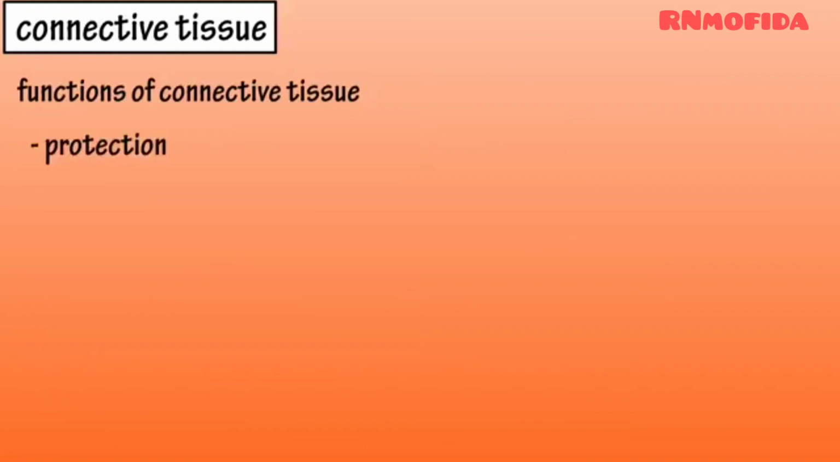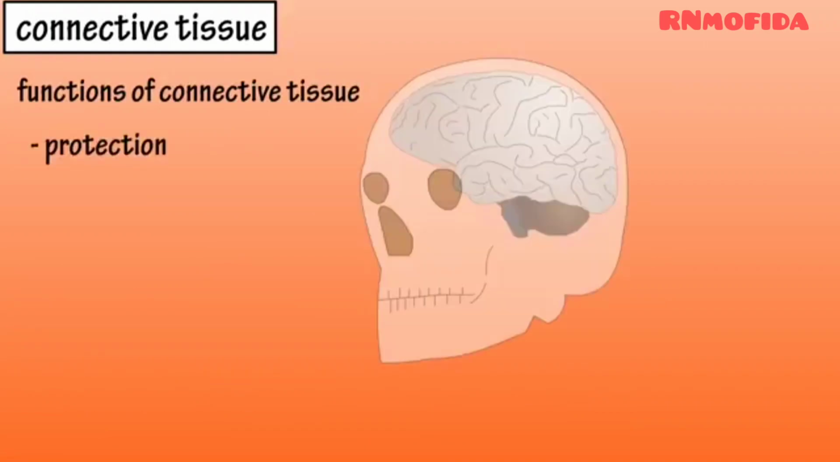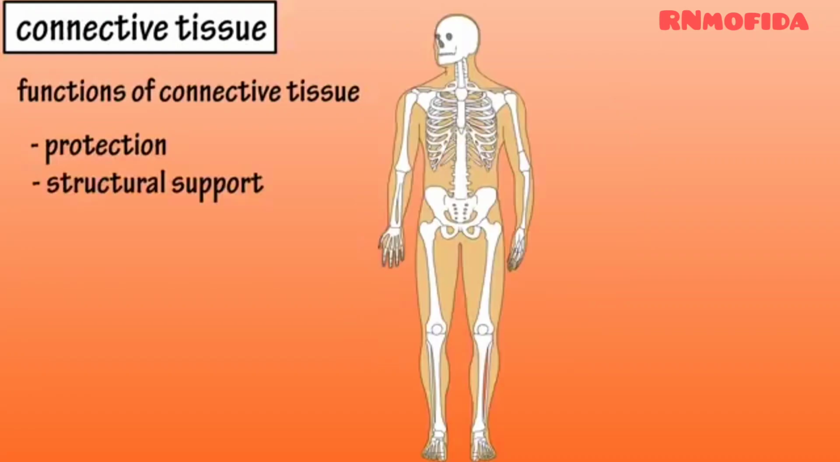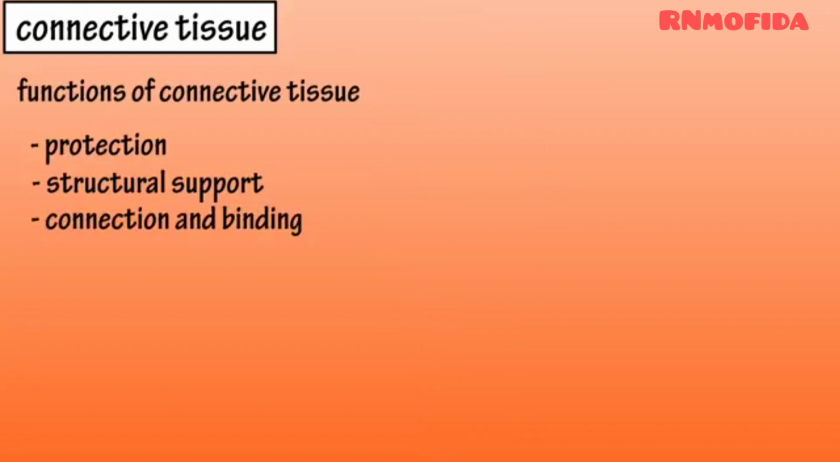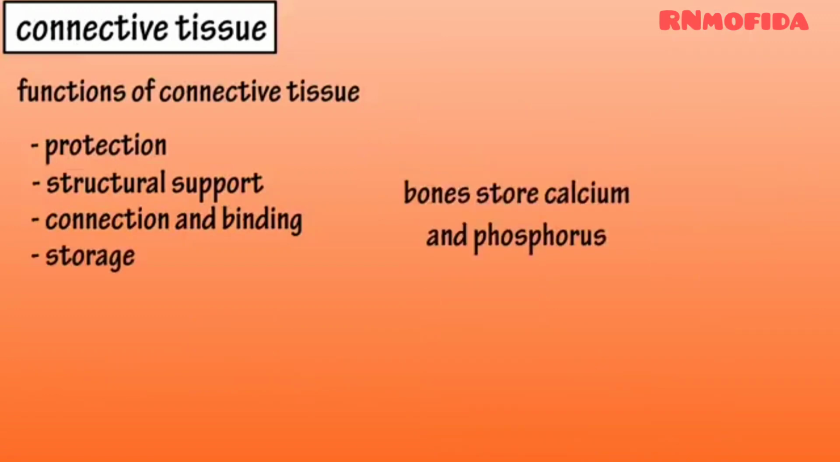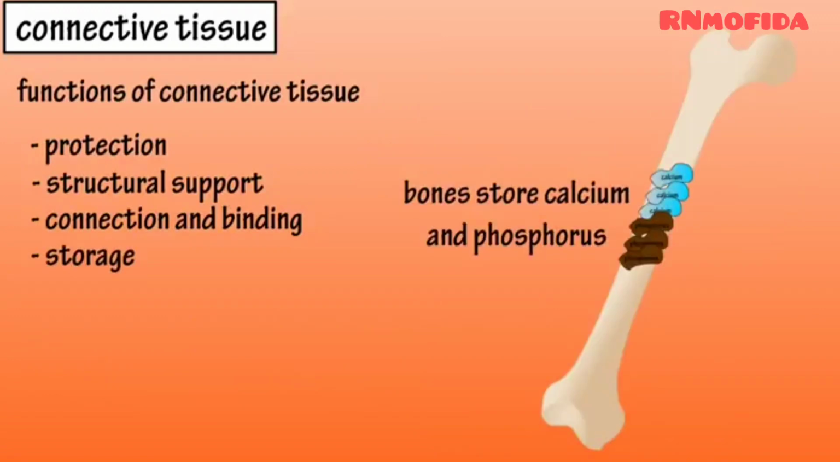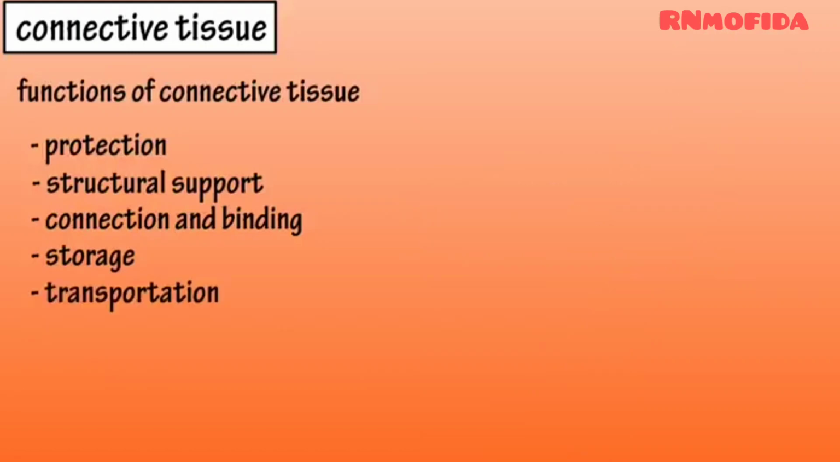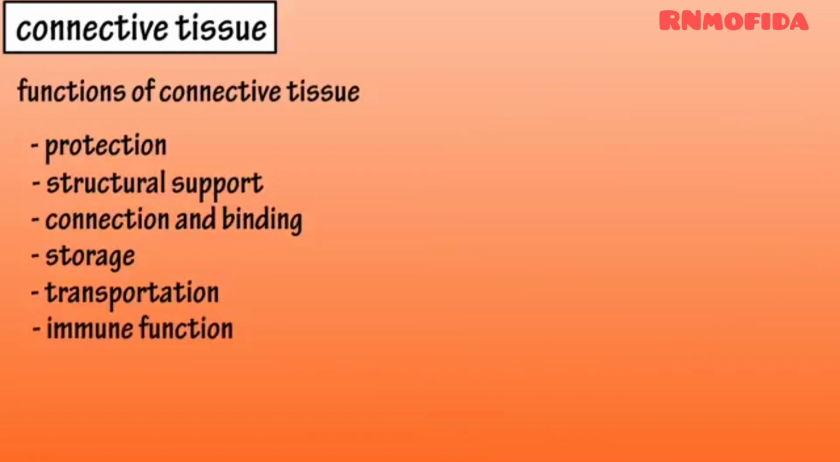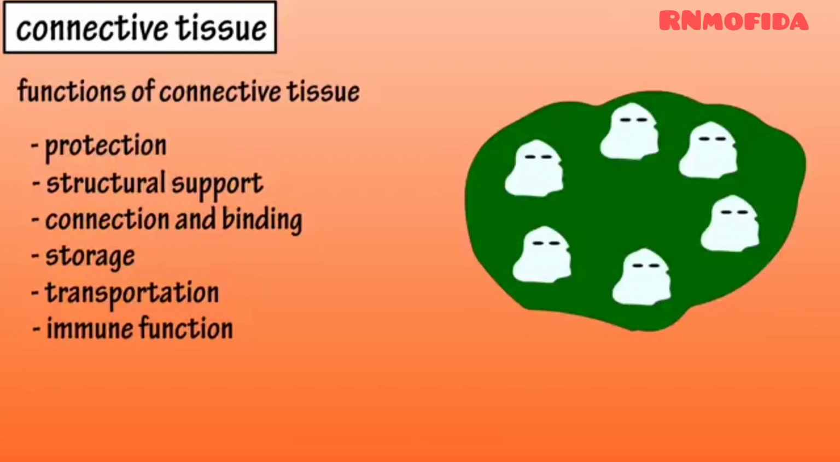First function is protection. For example, the skull protects the brain. Then supporting functions. So, the human skeleton provides structural support to internal organs. Next, connecting and binding. Tendons connect the muscles to bone and ligaments connect bone to bone. And storage functions. Bone stores calcium and phosphorus. Transportation. Various blood cells transport nutrients, oxygen, carbon dioxide and waste material. Next function is immune function. Various WBCs, lymphocytes, provide immune functions.